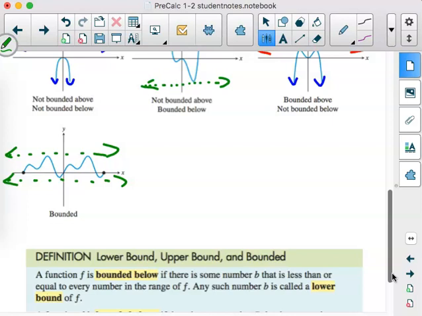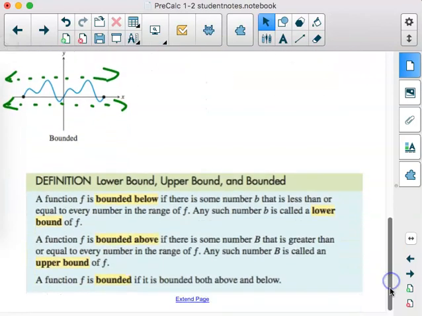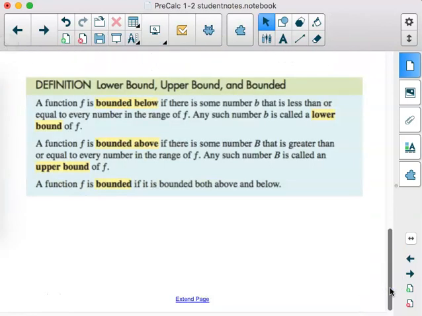All right, so boundedness. Let's take a peek. Again, the math is going to sound much more complicated. A function f is bounded below if there's some number b that is less than or equal to every number in the range of f. Any such number b is called a lower bound of f. So that lowest y value, what's just below it? A little bit less than that.